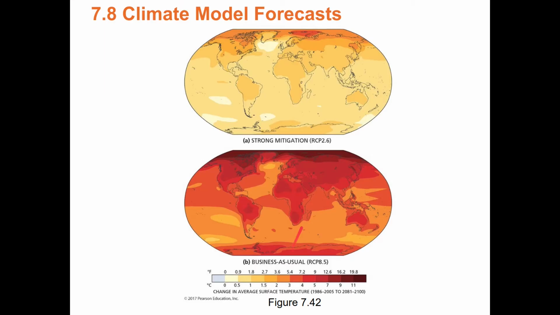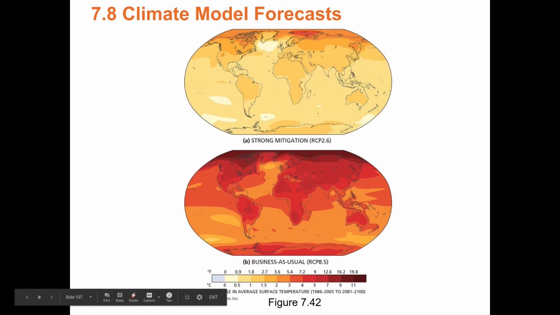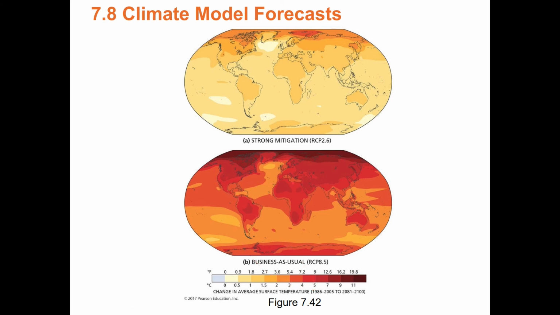So here's what the difference makes. By 2100, with a 2.6, the strong mitigation, we're looking at a degree or a degree and a half. Under the business as usual, which is the one that we're on right now, we're looking at 4 or 5 degrees in the mid-latitudes, and in the Arctic, almost 20 Fahrenheit degrees of warming. And the Arctic is now experiencing large ice-free events. So we could see the end to Arctic sea ice in the summer, for example, sooner than we thought.